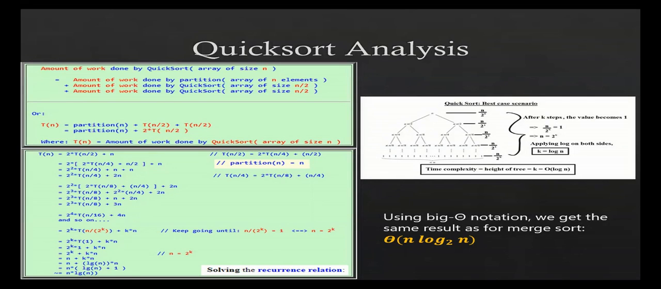So for example, after k steps we get the value 1. That means the array contains a single element, and our splitting is stopped. So we can calculate this: after k steps, n over 2 to the power k should be 1. So n should be 2 to the power k. Then after applying the log function to both sides of this equation, we see that k equals log n. So its process time is log n.